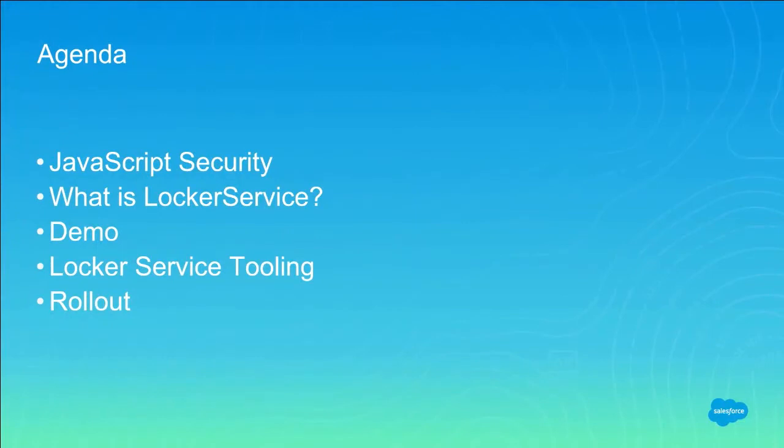A quick look at the agenda. We will briefly look at JavaScript security along with XSS. Hopefully that will drive the point of why we need Locker. Then we'll talk about what Locker is, and do a quick demo of Locker capabilities. Then I'll talk about a couple of tools available for you, our platform developers, on how you can check Locker compliance in your own organizations with your own Lightning applications. And then last but not the least, we'll talk about how we are planning to roll out and enforce Locker today.